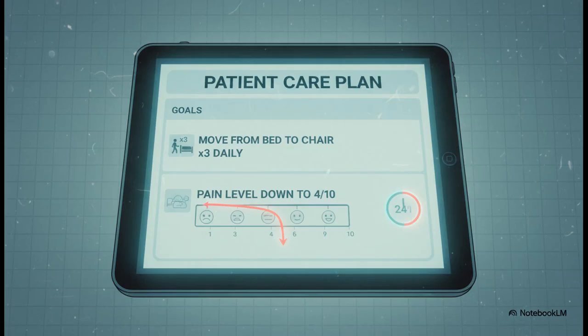Once we have a clear diagnosis, we can move on to planning, our P. This is where the nurse sets goals that are both measurable and achievable. For our patient, the goals are super specific. Move from the bed to a chair 3 times a day and get that pain level down to a 4 out of 10, all within the next 24 hours.